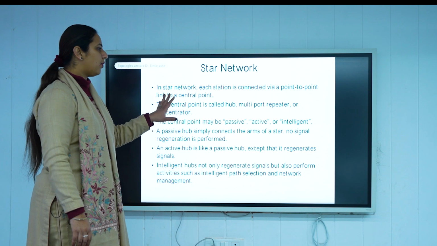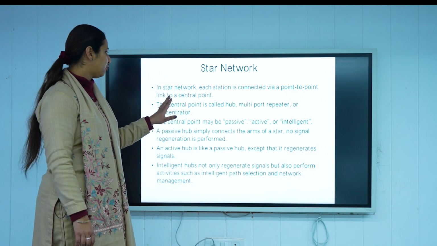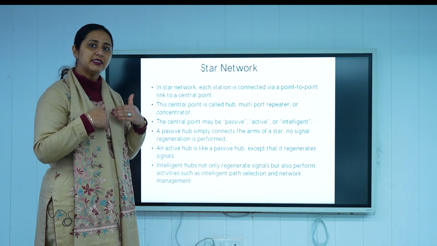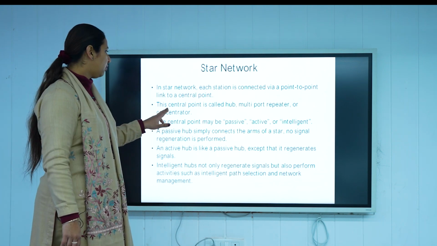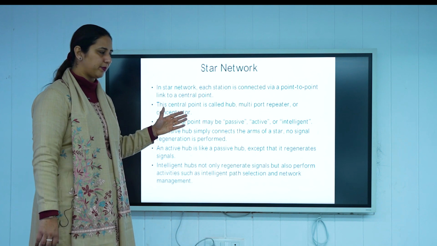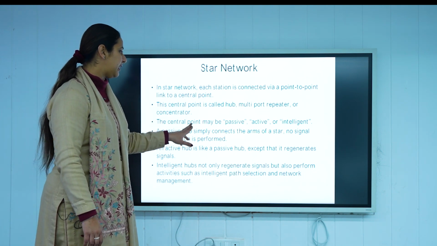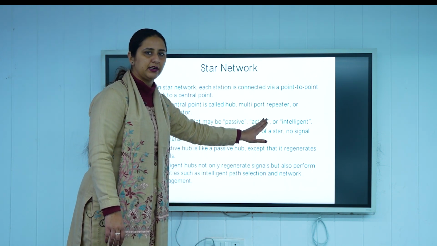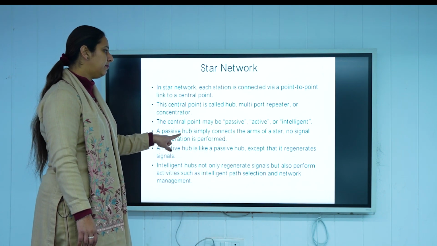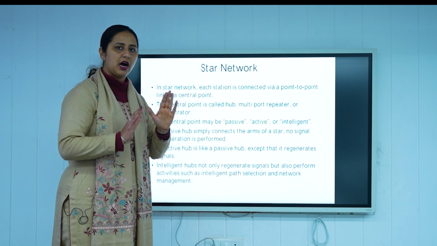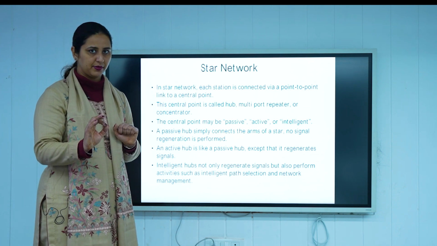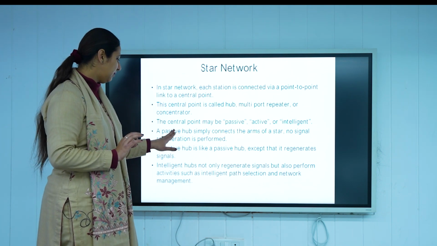So in a star network, all the nodes are connected through a point-to-point network, and they are connected to each other via a central port. That central point is called a hub or the multi-port repeater. This central point can be passive, active or intelligent. So what is a passive hub? A passive hub will connect the arms of the star topology only. It will not regenerate the signal. Okay, so that is the passive hub.